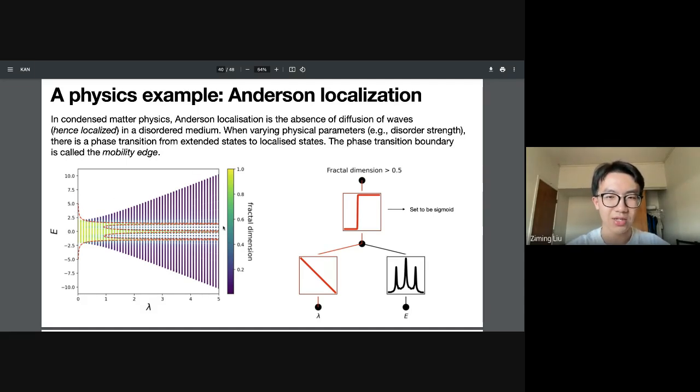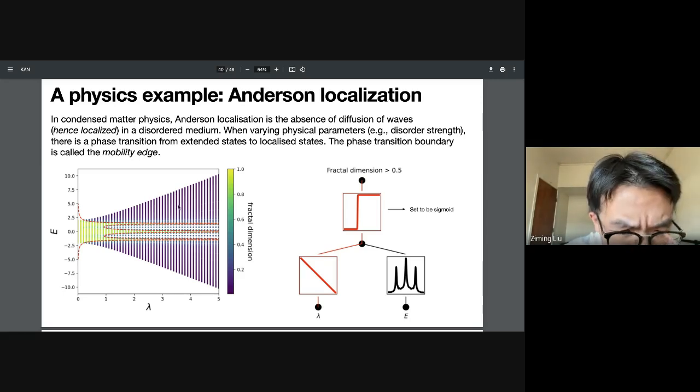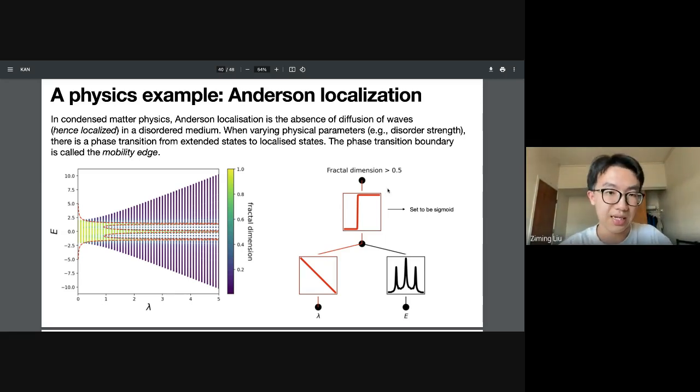Like here, we show an example, and the green points correspond to the extended states, I believe, and the purple points correspond to the localized states. So the goal for this one is to figure out where the phase boundaries are according to this phase diagram. It's a quite simple task if it just has 2 variables, because in this case our naked eyes can identify the phase boundary.